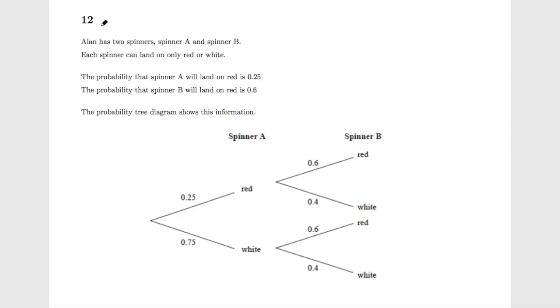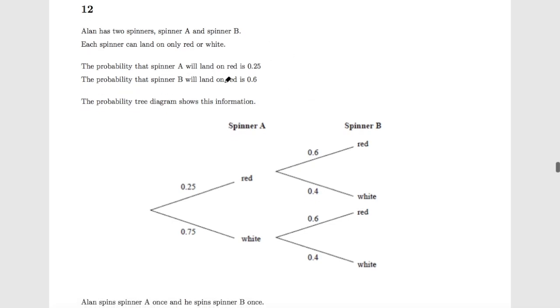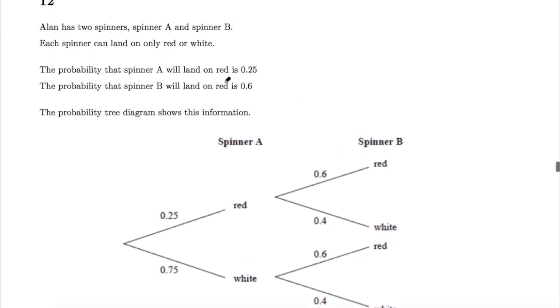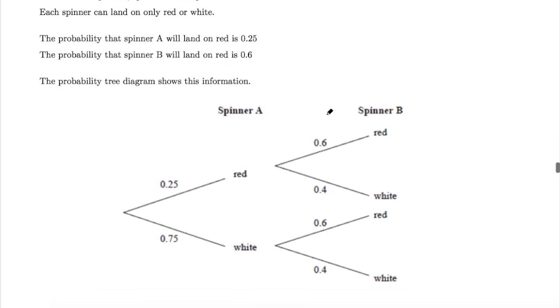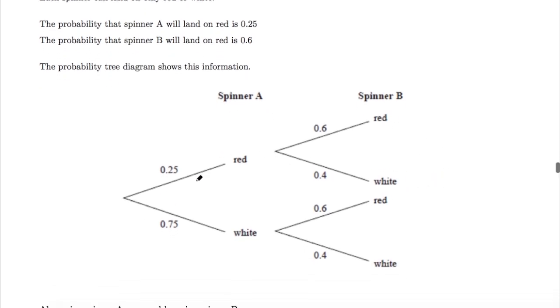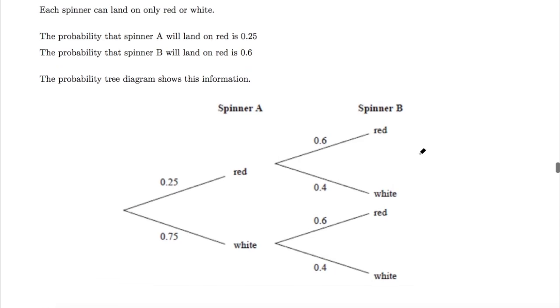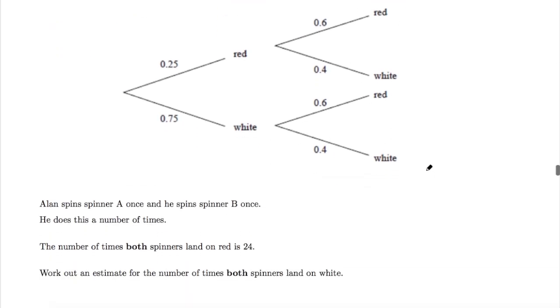Question 12 says, Alan has 2 spinners, spinner A and spinner B. Each spinner can land on only red or white. The probability that spinner A will land on red is 0.25. The probability that spinner B will land on red is 0.6. The probability tree diagram shows this information. So we're given a tree diagram here, and spinner A is represented by 0.25 for red and 0.75 for white, and then spinner B.